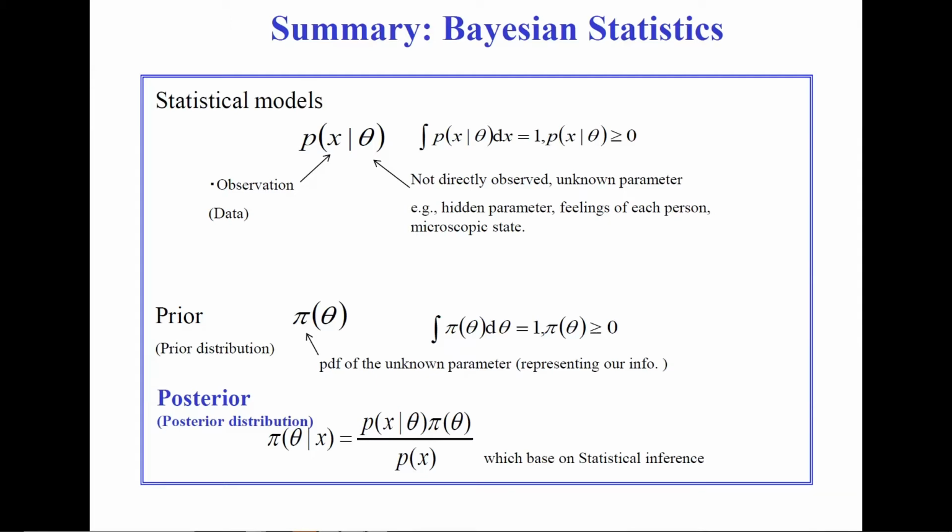And then, if we set a prior distribution and a statistical model, we can automatically calculate the conditional distribution of the parameter theta given data X. This conditional distribution is called the posterior distribution, or shortly, the posterior. And this is very fundamental to Bayesian statistics or Bayesian data analysis.